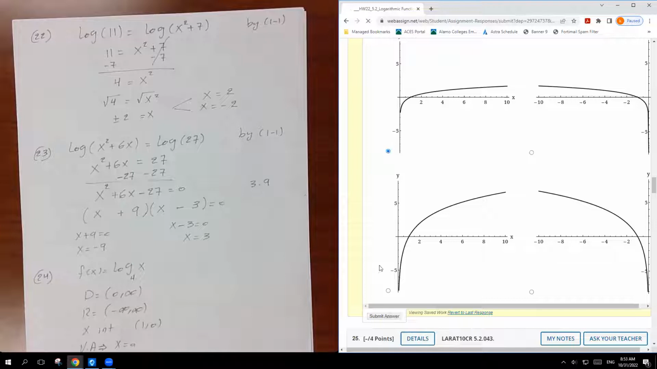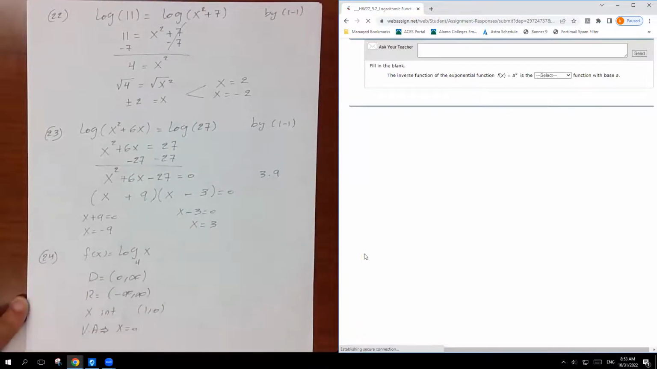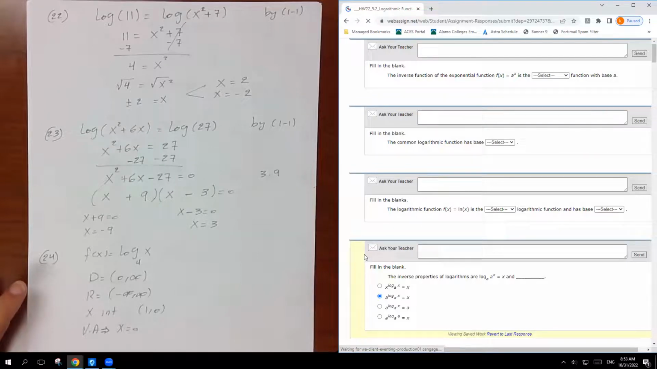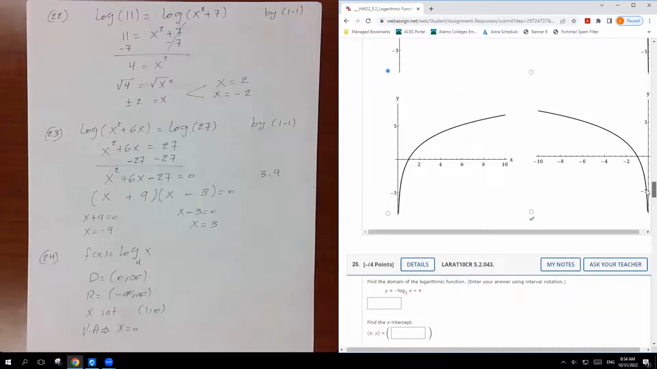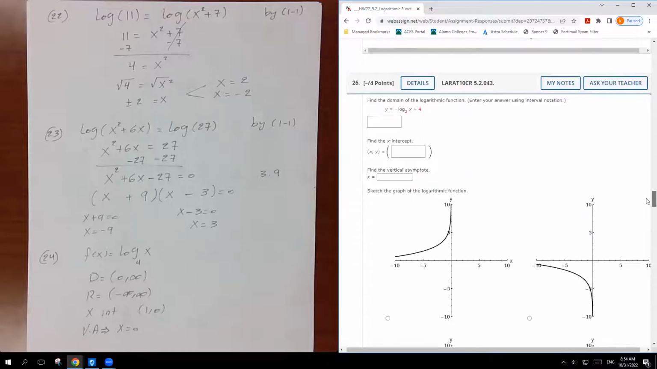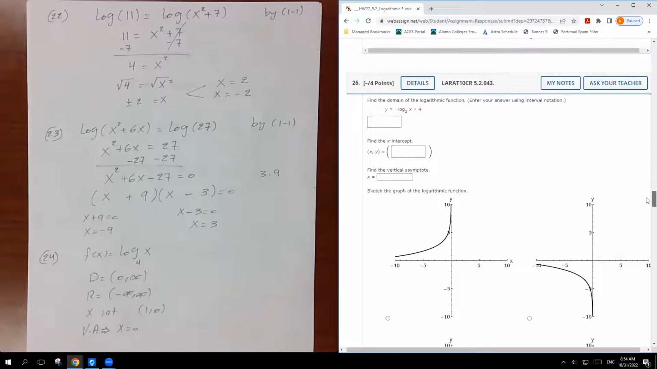Let's check this one and go to the next example, example 25. We're going to do exactly the same thing with the next example. I think examples 25 and 26 are two important examples.